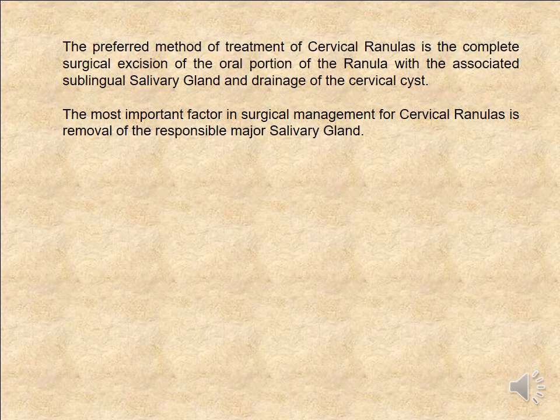The preferred method of treatment of cervical ranula is complete surgical excision of the oral portion of the ranula with the associated sublingual salivary gland and drainage of the cervical cyst. The most important factor in surgical management of cervical ranula is removal of the responsible major salivary gland.